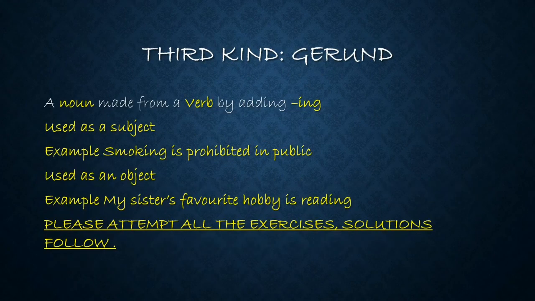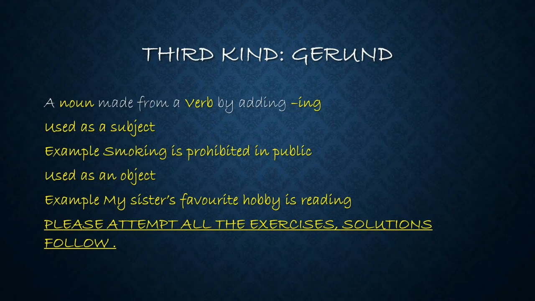The third kind of non-finites that we are dealing with is gerund. That is a noun that is made from a verb by adding ing. It is used as a subject. That means a verb which also does the work of a noun is called a gerund. Example: smoking is prohibited in public.